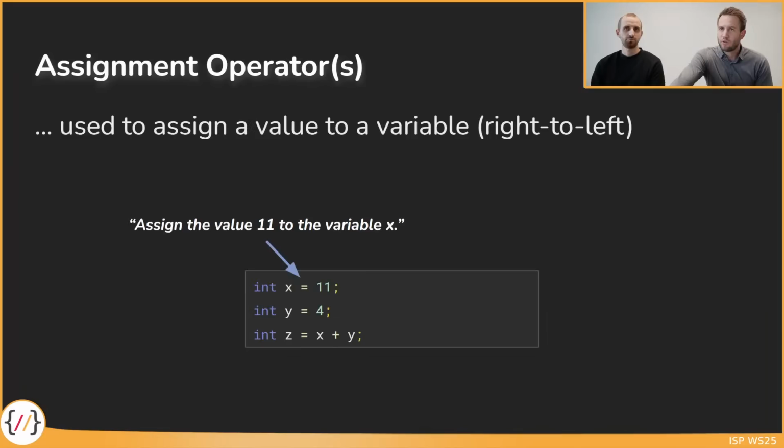The first one we've already seen before is the assignment operator. This is basically the equal sign as we've seen before. This is used to assign a value to the variable. And this works from right to left, meaning that we put this value into this variable here. So this is the assignment operator, and 11 is now stored in the integer variable x.